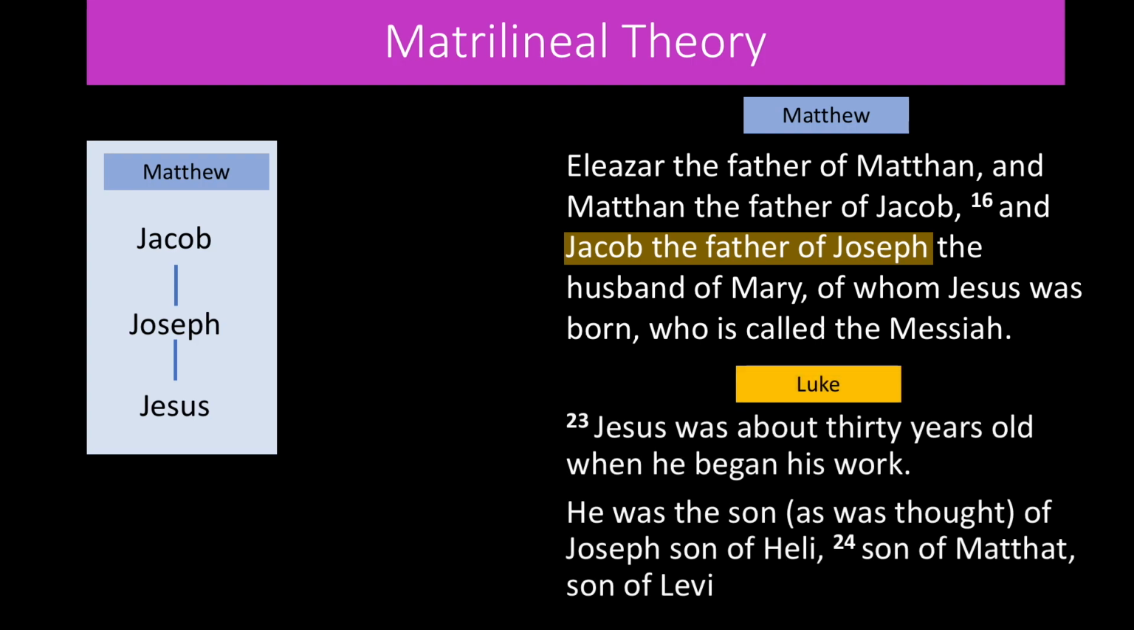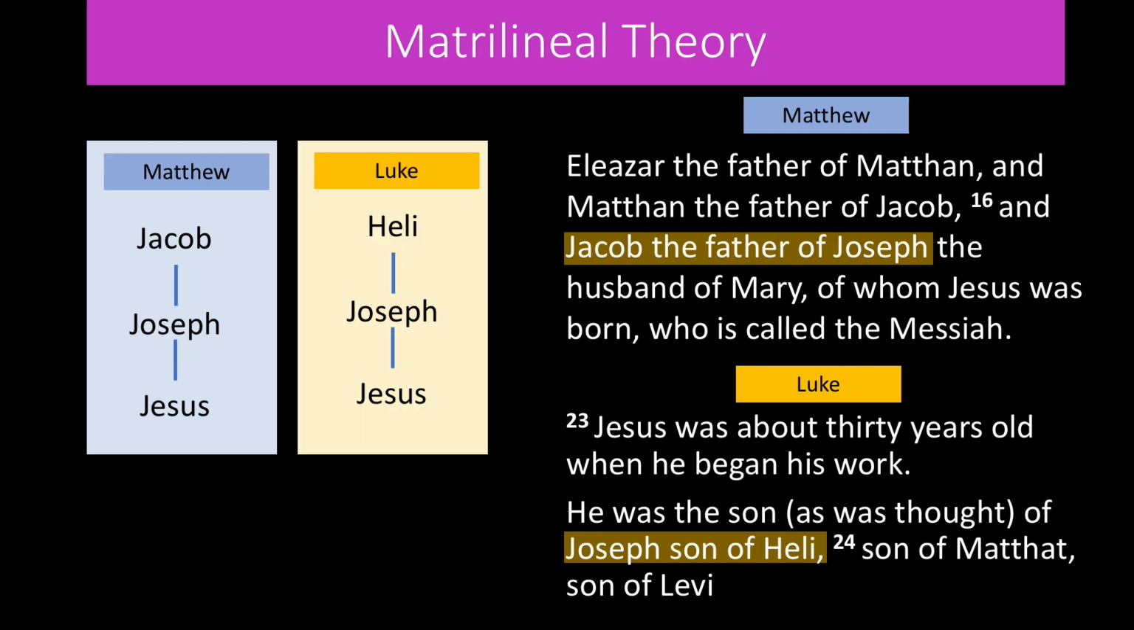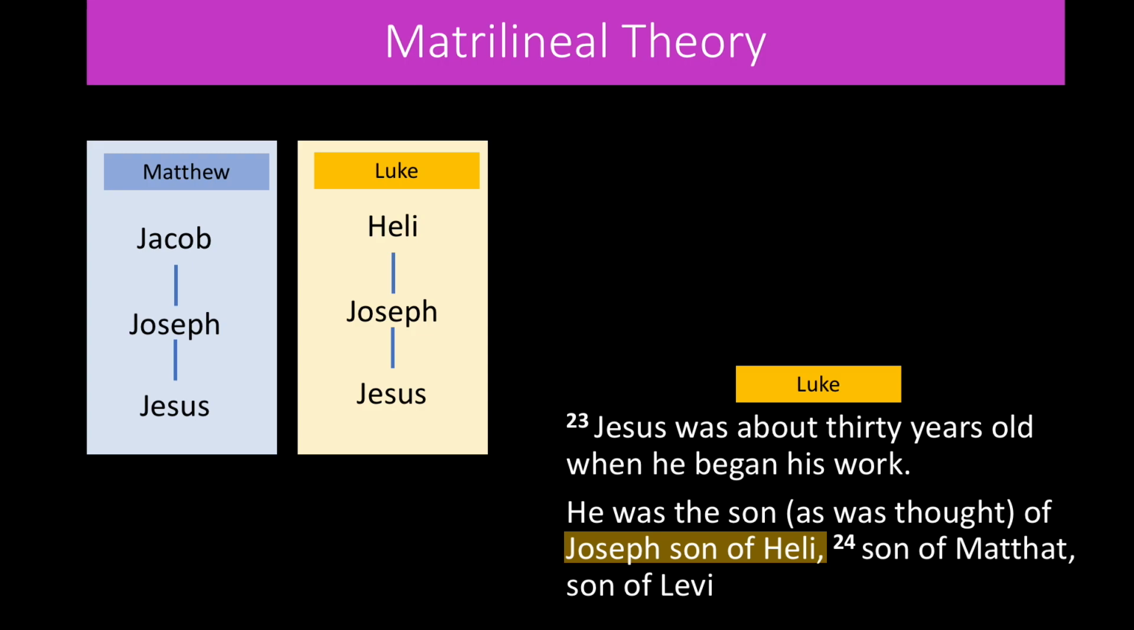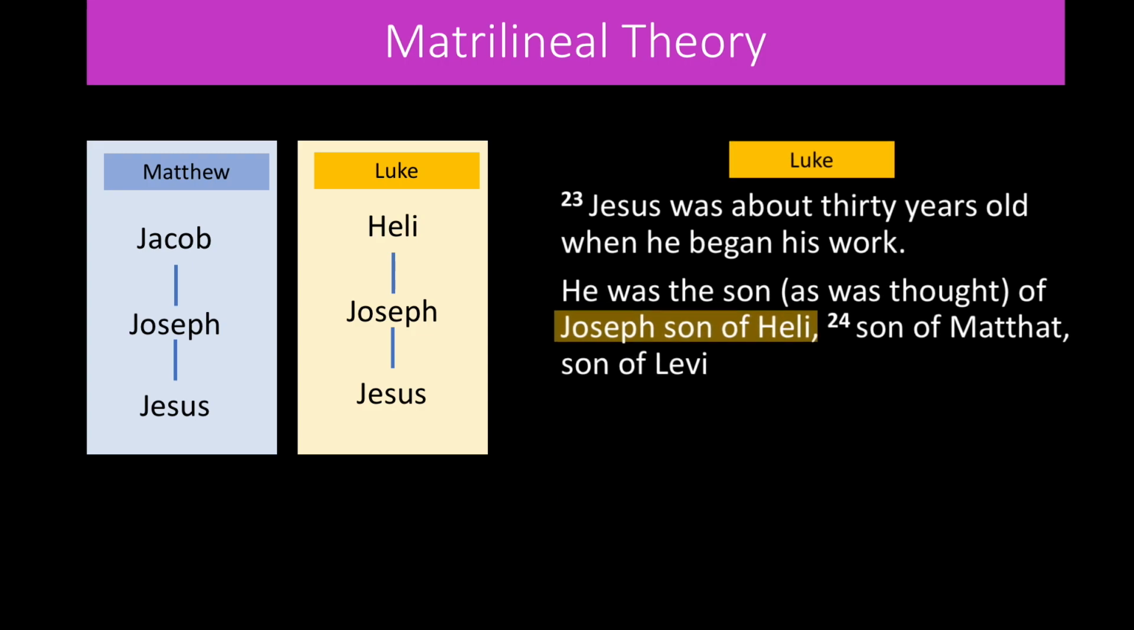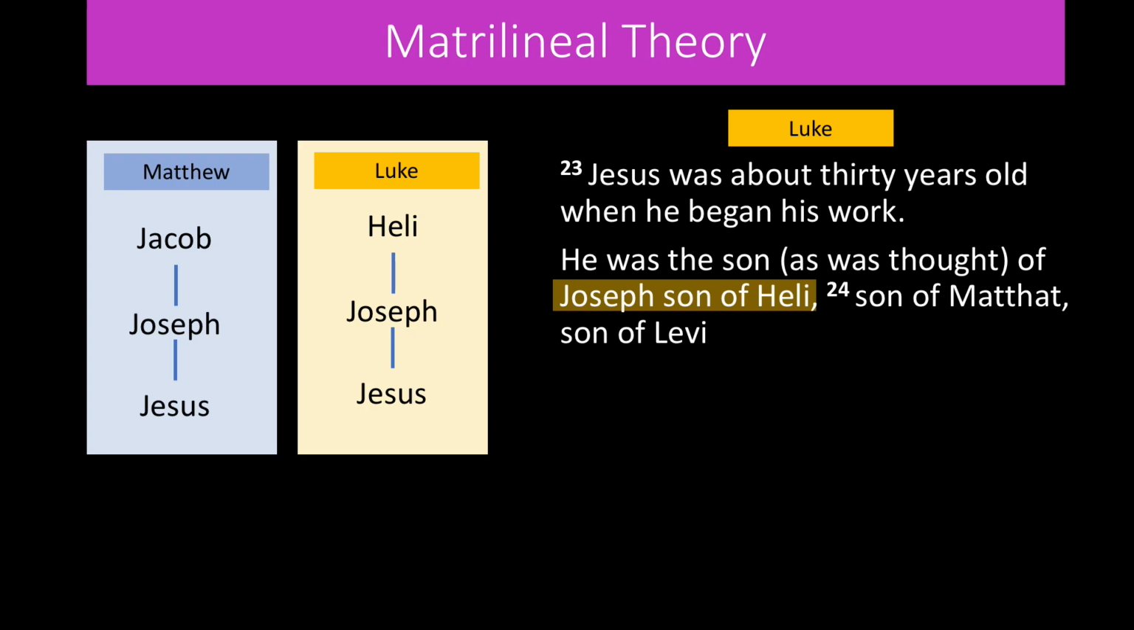Luke writes, quote, Jesus was about 30 years old when he began his work. He was a son, as it was thought, of Joseph, son of Heli, son of Matthat, son of Levi. Again, as you can see in the highlighted portion, we are clearly told that Joseph is the son of Heli, and thus we could represent it as so. Again, there is no confusion as to who Joseph's father is in Luke. It is clearly Heli.